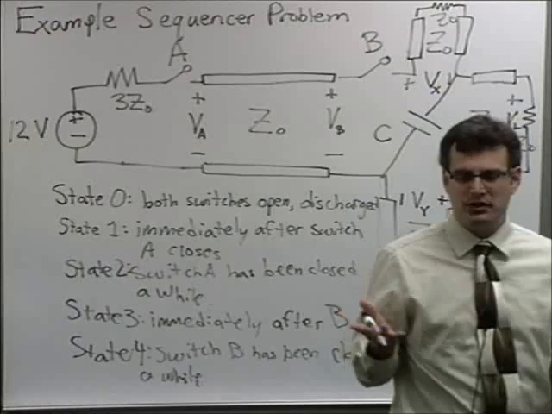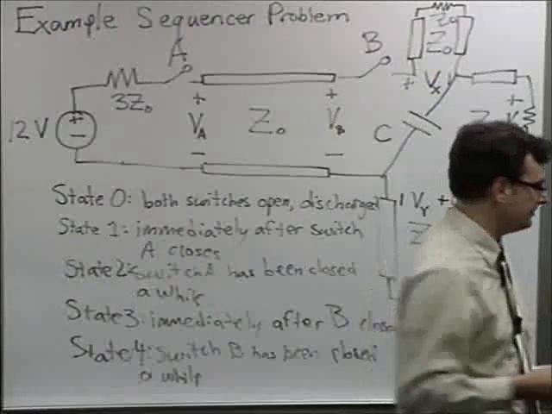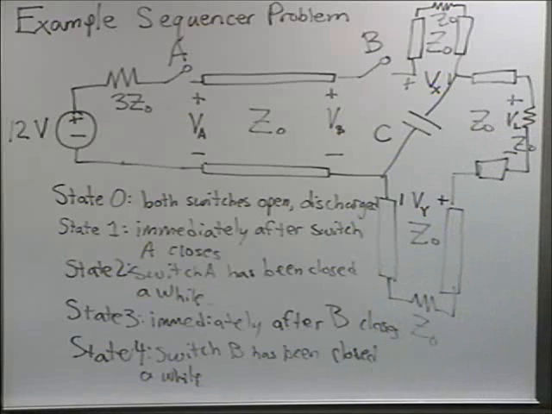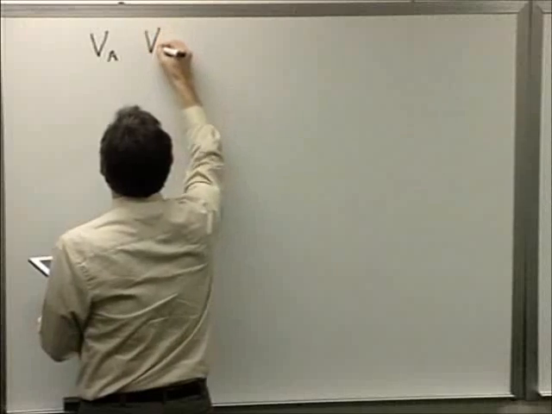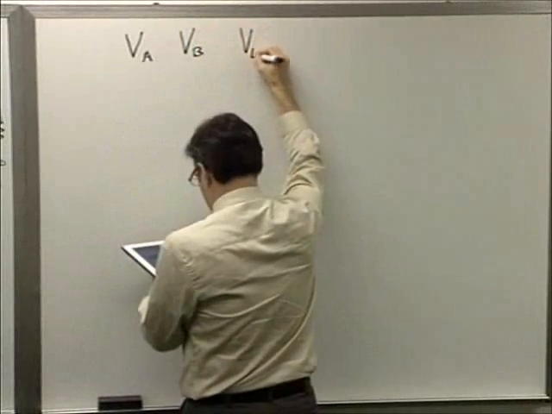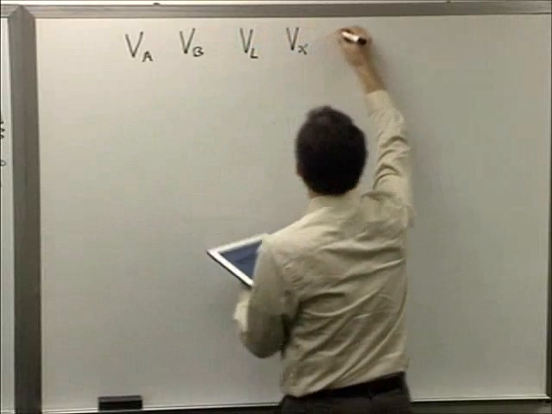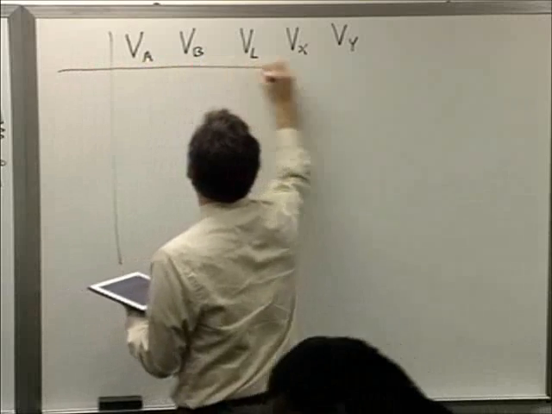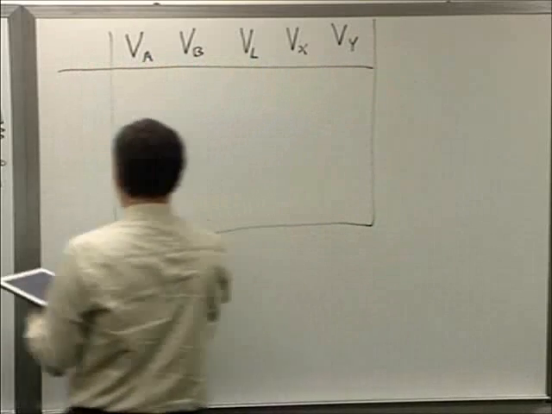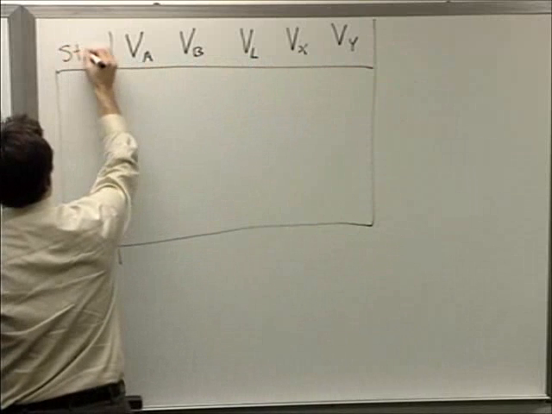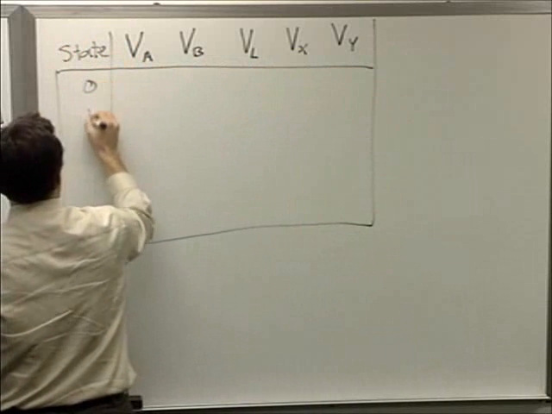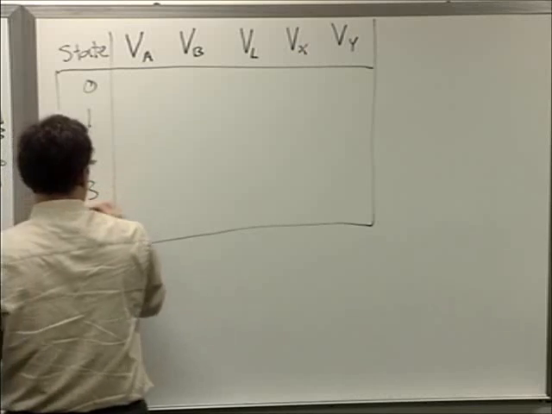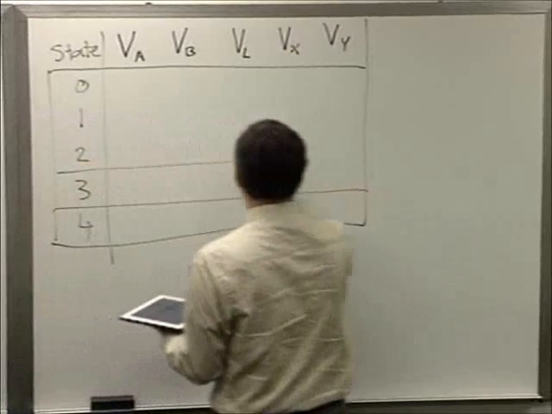And what I'm going to do, usually with these problems, there's a table that you have to fill out. And so in here, on this board, I'm going to go ahead and draw our table, which will contain the answers. We're going to need voltages VA, VB, VL, VX, VY, and then my states are going to be over here. I have state 0, 1, 2, 3, and 4. So I have a grid that I have to populate with values.